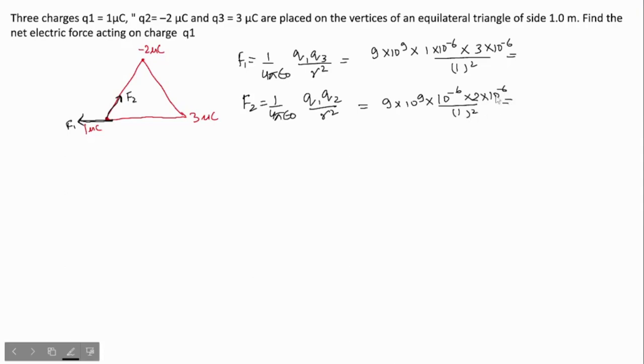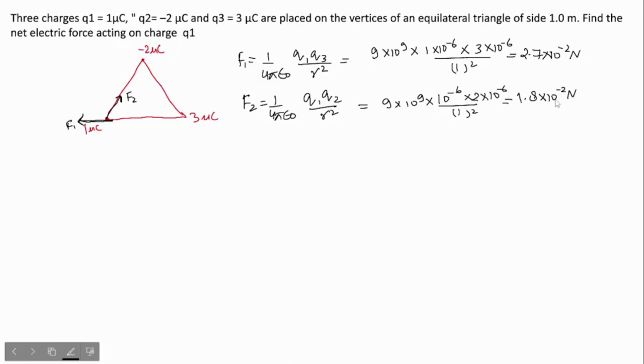So from here you can get the value of F1. It comes out to be, I think, 2.7 × 10^-2. You can do it, I'm actually reading from the calculator. And F2 will be 1.8 × 10^-2.